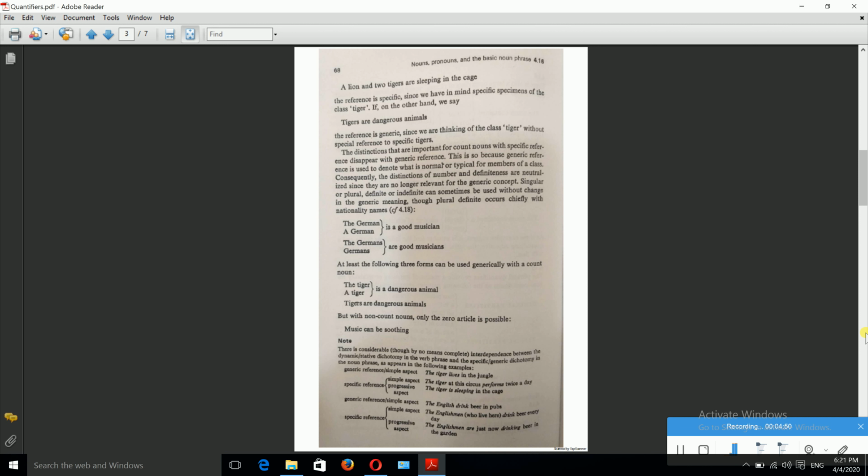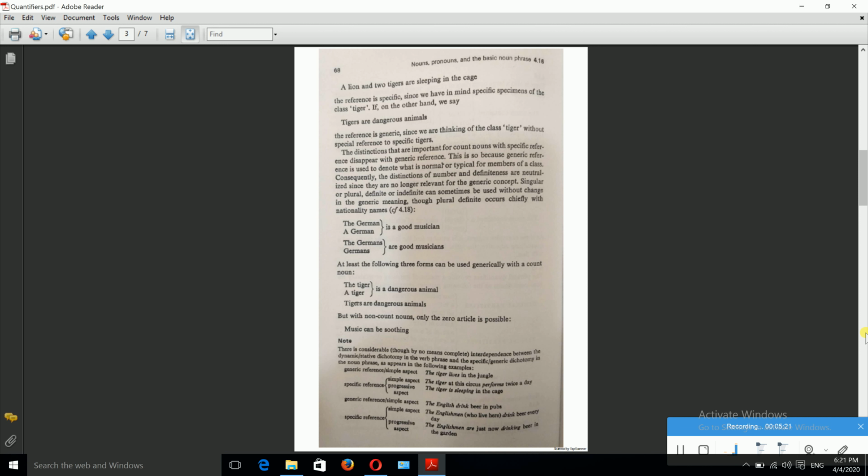Since we are thinking of the class tiger without special reference to specific tigers, the distinctions that are important for count nouns with specific reference disappear with generic reference. This is so because generic reference is used to denote what is normal or typical for members of a class. Consequently, the distinctions of number and indefiniteness are neutralized since they are no longer relevant for the general concept.